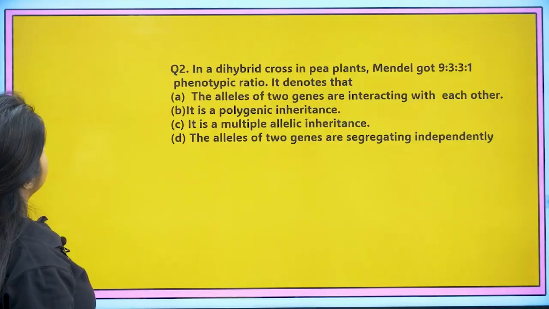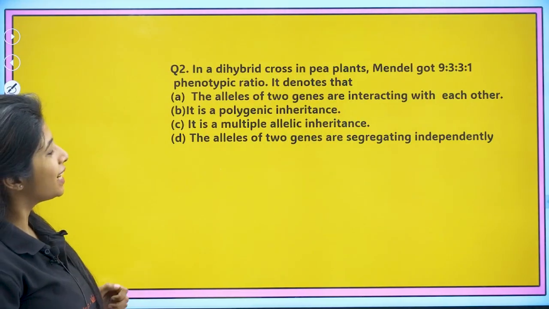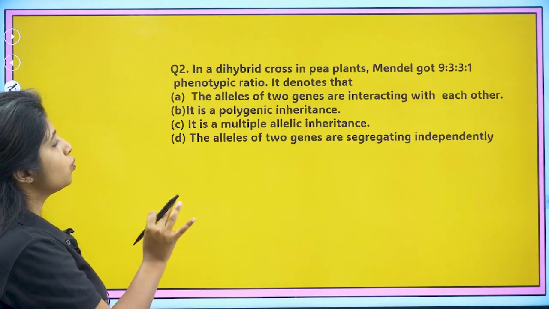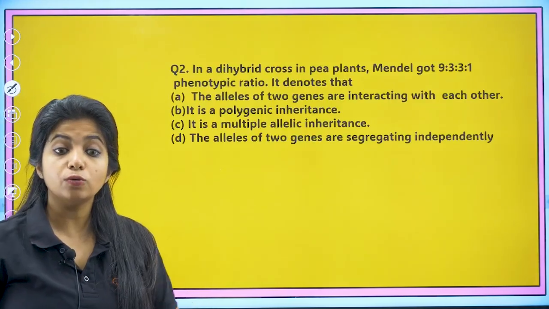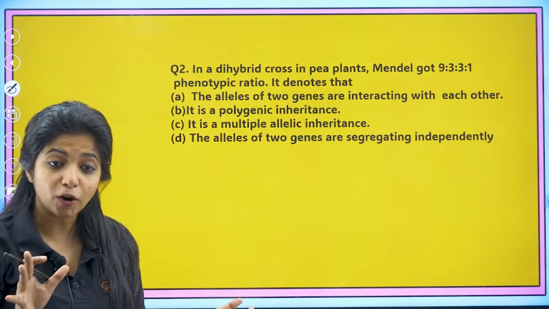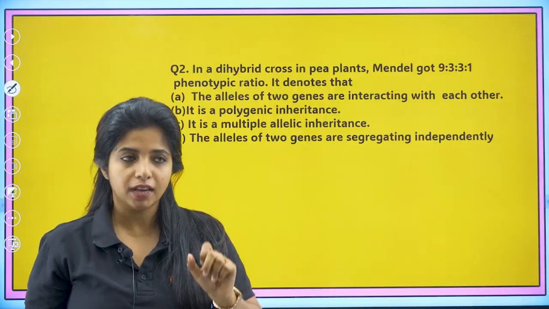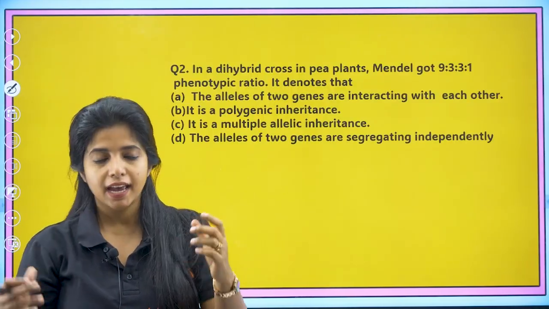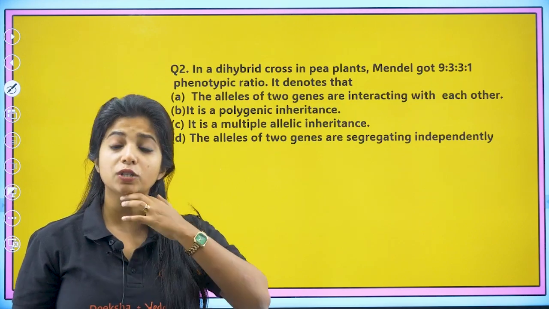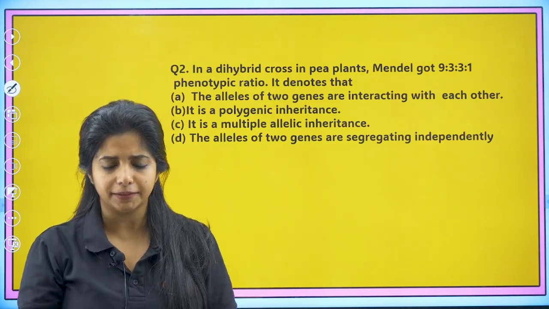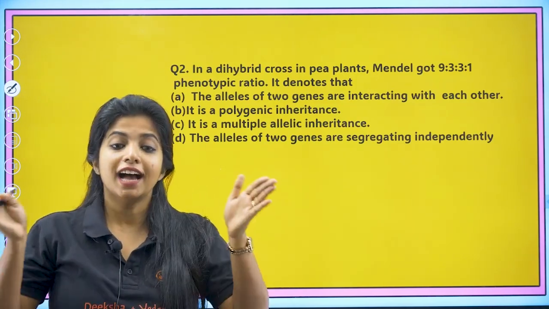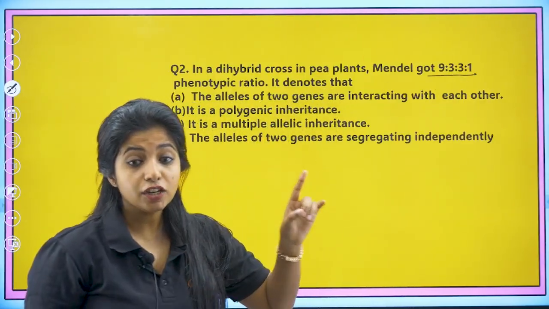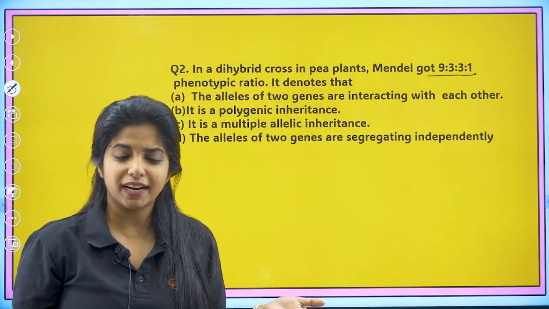Now going ahead, you have the next question. In a dihybrid cross in pea plants, Mendel got 9:3:3:1 phenotypic ratio. It denotes that. Dihybrid cross means you're talking about two characters. For example, the color, that is yellow and green, and the shape of the seed, that is round and wrinkled. So two characteristics are being studied together at once. Now the ratio over here is what? 9:3:3:1. What does that denote?